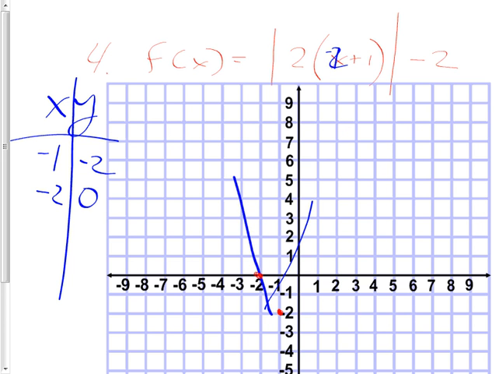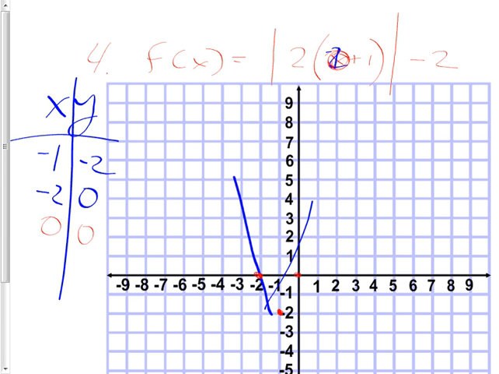Okay, now I'm going to stick in 0. I put in a 0 right here. That'd be 2. Absolute value is 2. 2 minus 2 is 2. No, 2 minus 2 is 0. And it should be going through 0, 0. That makes some sense. It's a V shape at least.